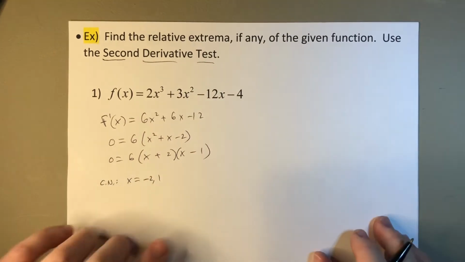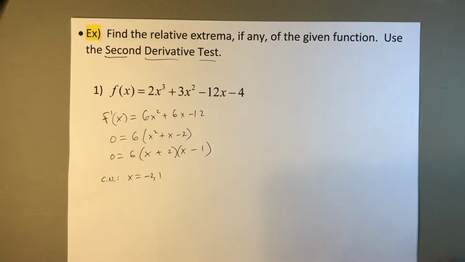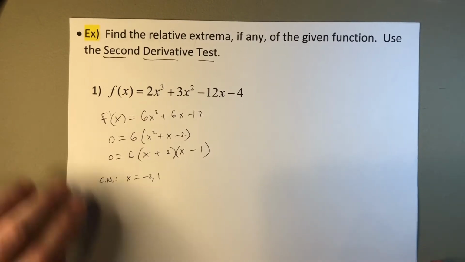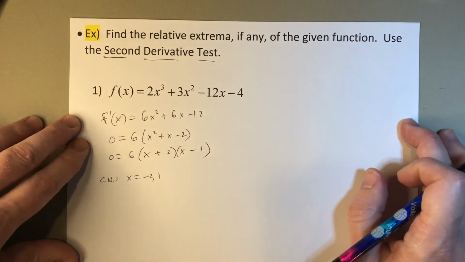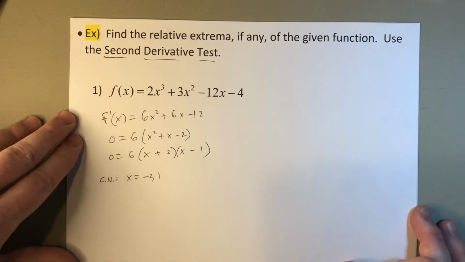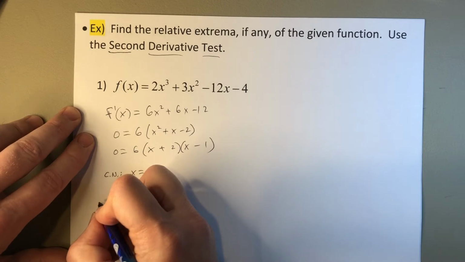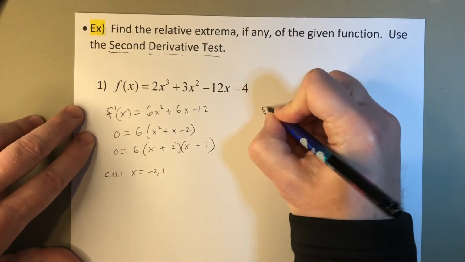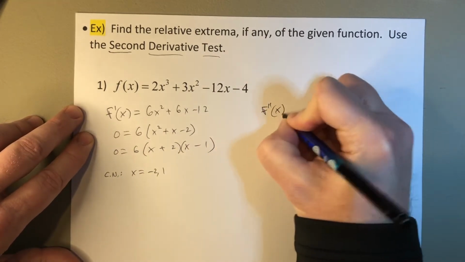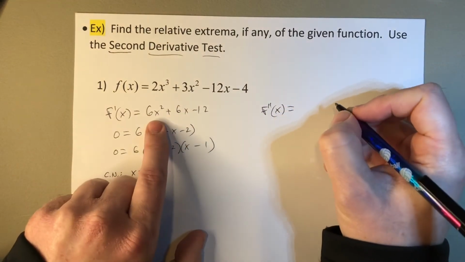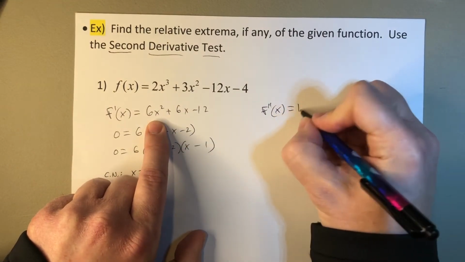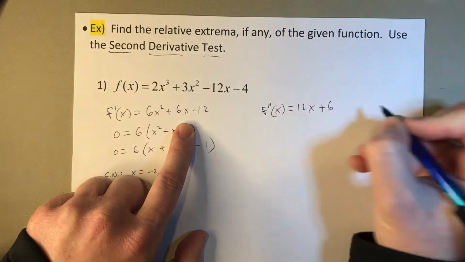Okay, now I'm not going to do a number line now. That's what we did in the first derivative test. First derivative test was a sign analysis on a number line. Second derivative test is different. Here's what makes it different. We will now come up with the second derivative. So what's that going to be? Well, it's based on the first derivative. That's going to be 12x plus 6.